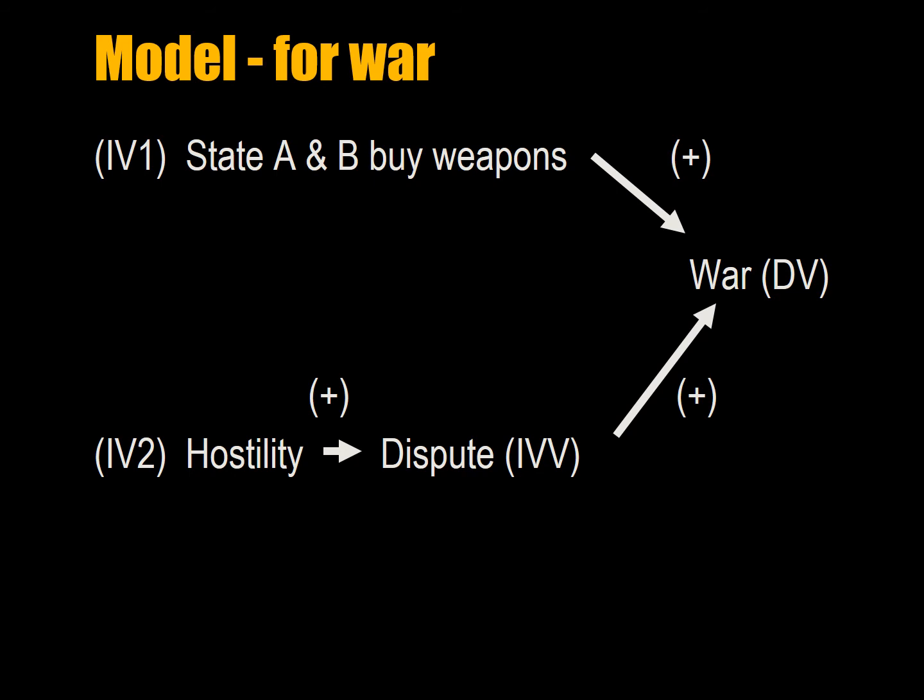So this is just a model. I haven't tested it. I don't know if it's correct. It's reasonably intuitive. Most people think of arms races in this way. And notice how there are two separate causes here, two separate independent variables.